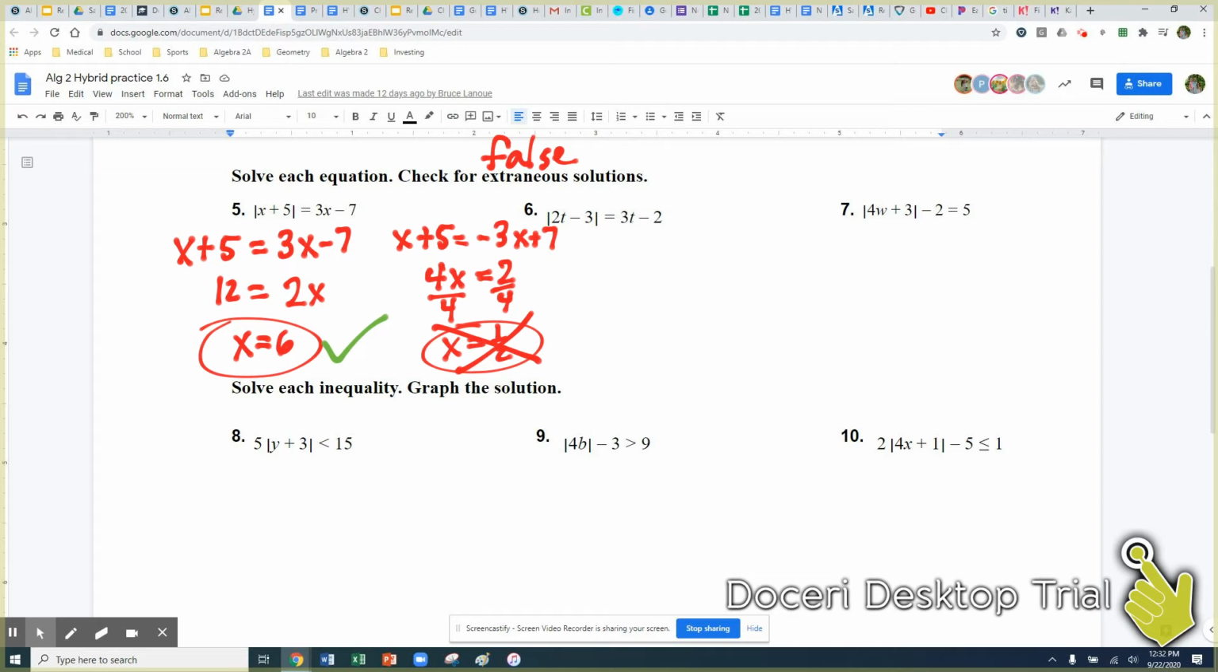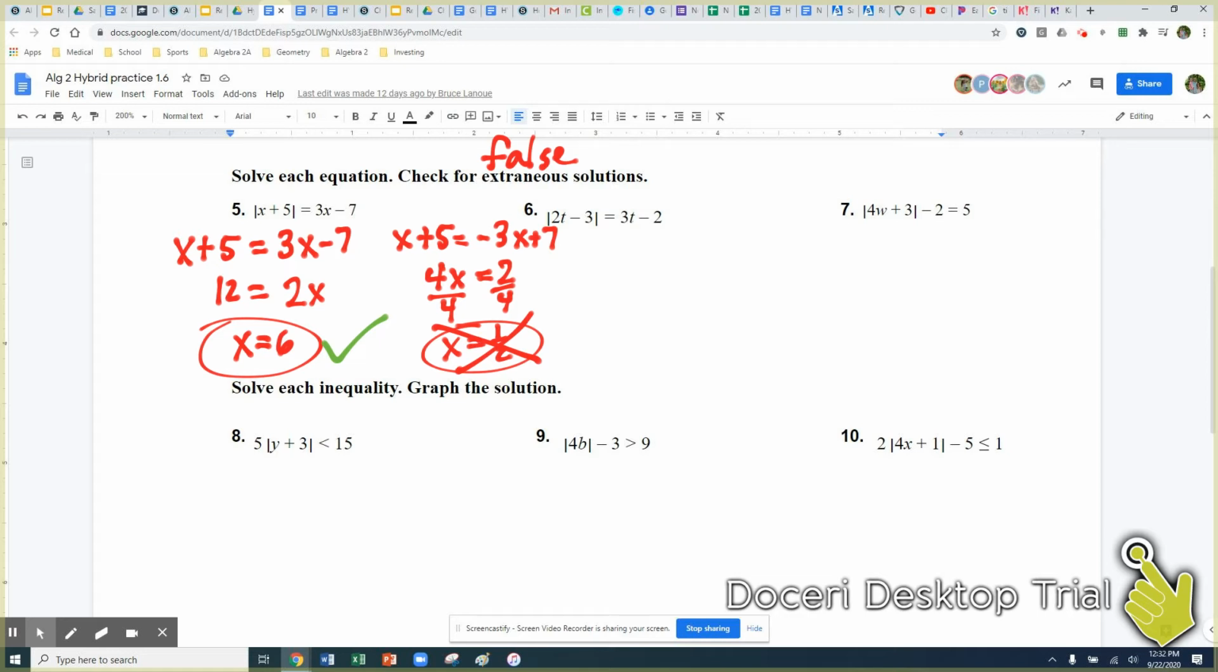So for each absolute value, you're going to want to go back and check, does each solution work? Because sometimes I could get a fake solution for some of my answers. As you practice more, we don't have a ton of practice problems, but you start to recognize the pattern of when you have an extraneous solution, when you don't.